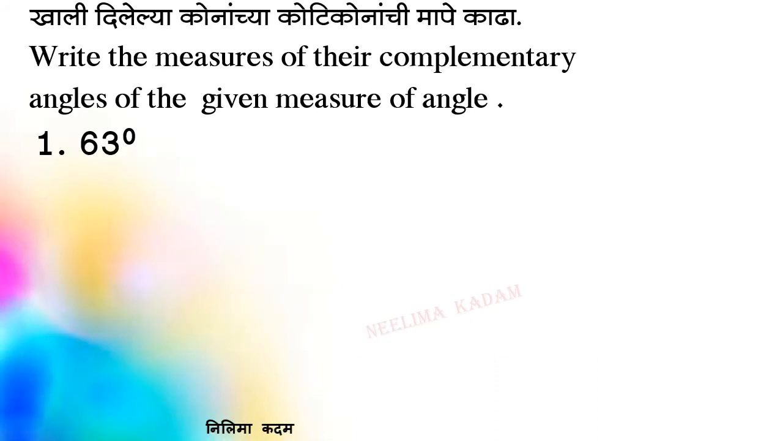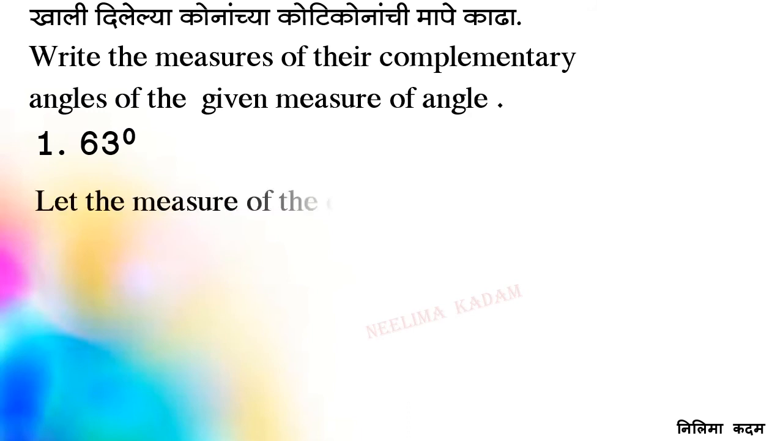Now let's solve some examples. Write the measures of the complementary angles of the given measure of angle. Now here the measure of the angle is given, that is 63 degrees. Let's calculate its complementary angle. How to solve this example?